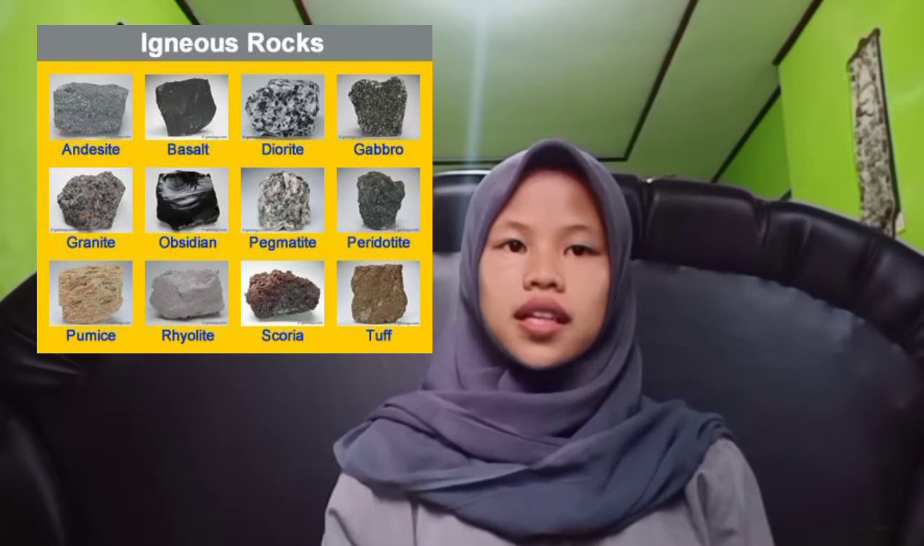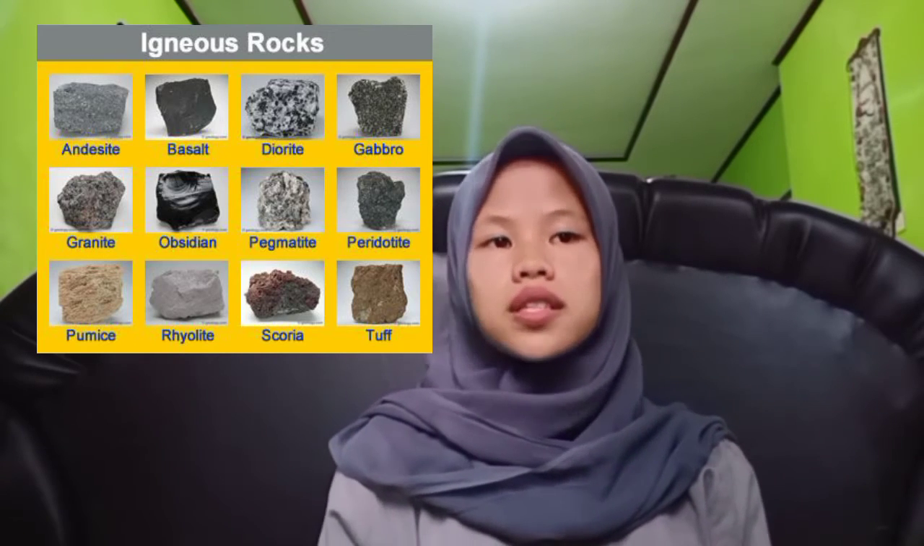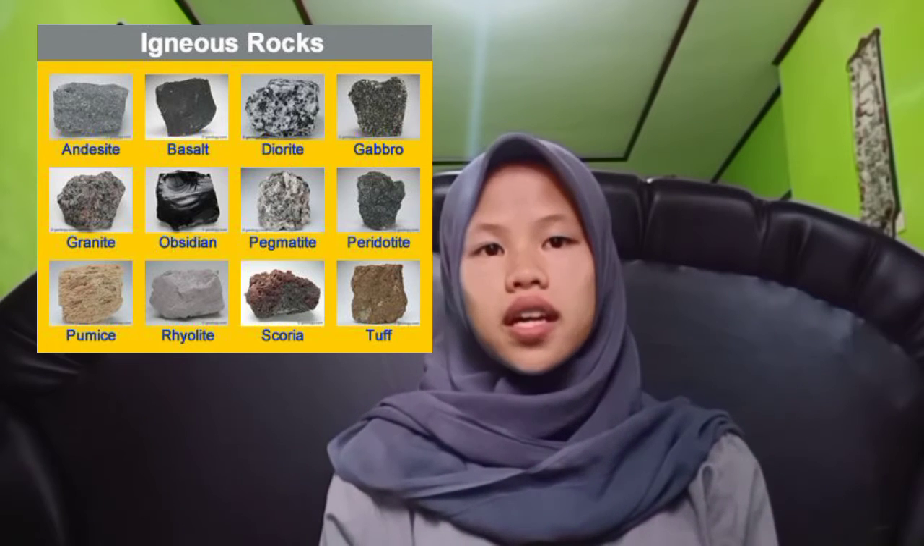On this occasion, I will explain about the types of rocks. Let's check this out. The first is igneous rock. Igneous rock is a rock that comes from frozen magma, which is located under the earth's crust. Based on the processes of forming rocks, there are three.